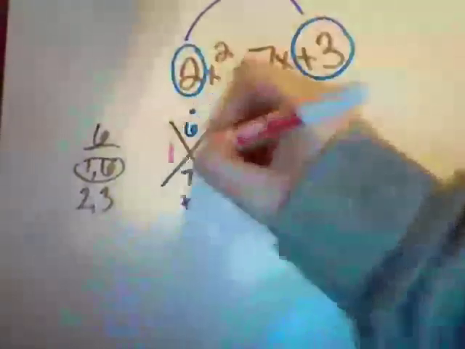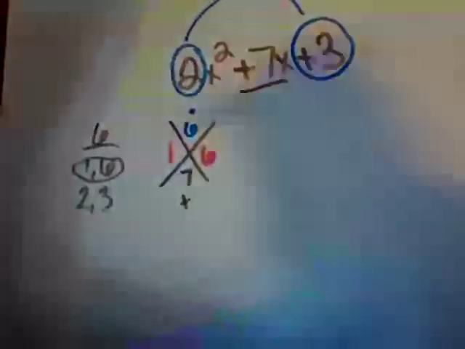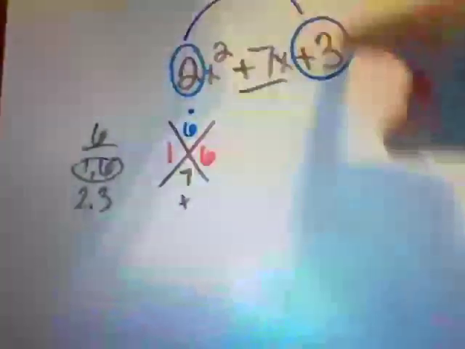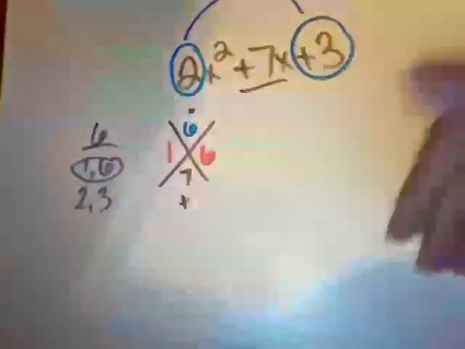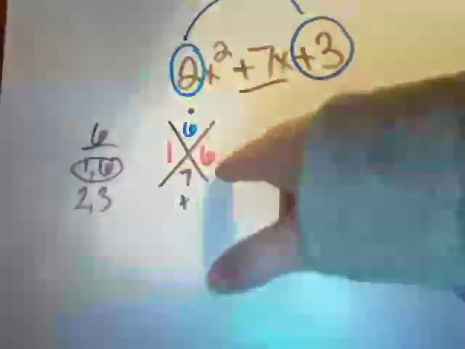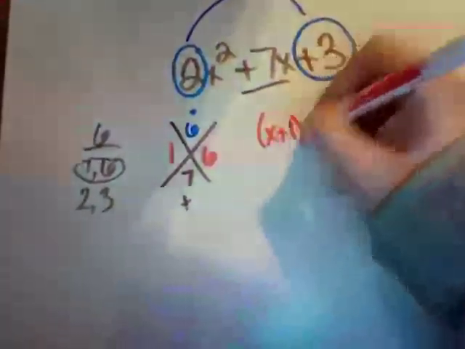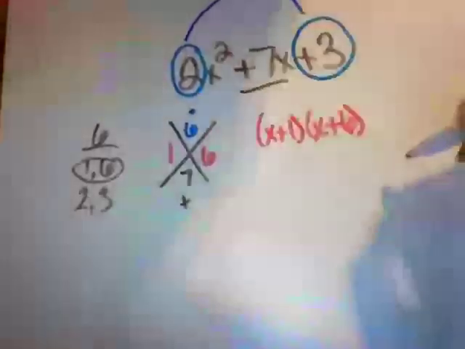So we have our 1 and 6. This is the part where it's a little bit different, right? Because we did this whole part right here where we multiplied the 2 times 3 to get a 6. We cannot just take the 1 and the 6 and write it out as x plus 1 times x plus 6, okay? And I'm going to show you guys why we cannot just do that.